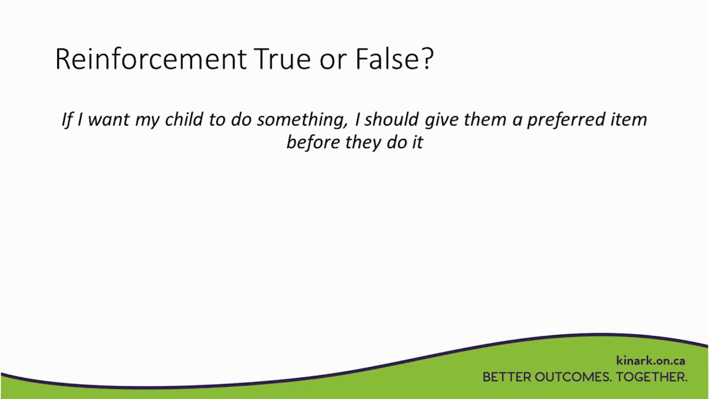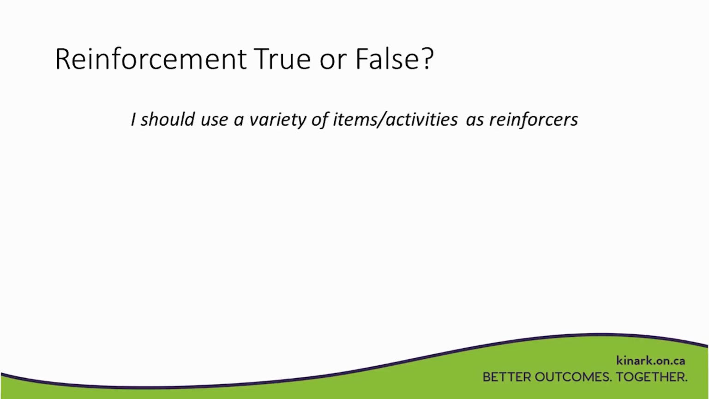Reinforcement, true or false. If I want my child to do something, I should give them a preferred item before they do it. This answer is false. That would be bribery. You want to make sure that you immediately reinforce the appropriate behavior after it occurs.